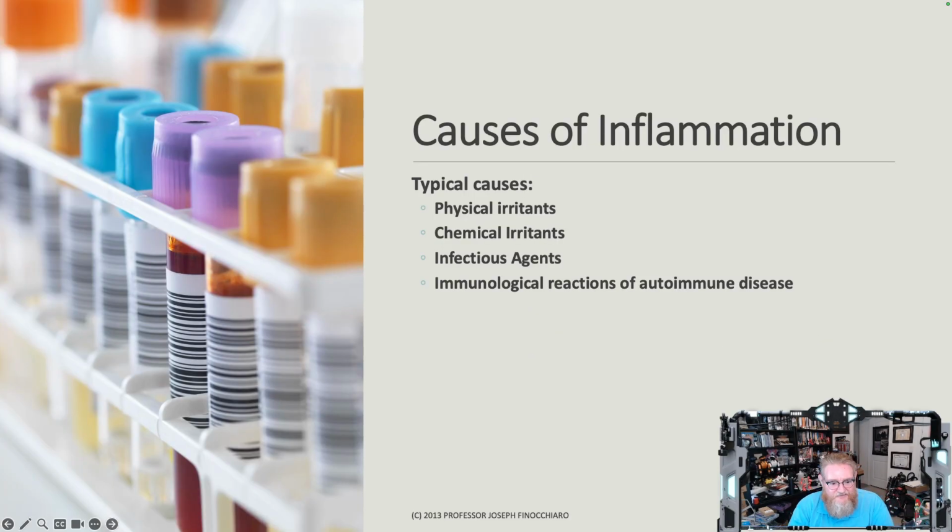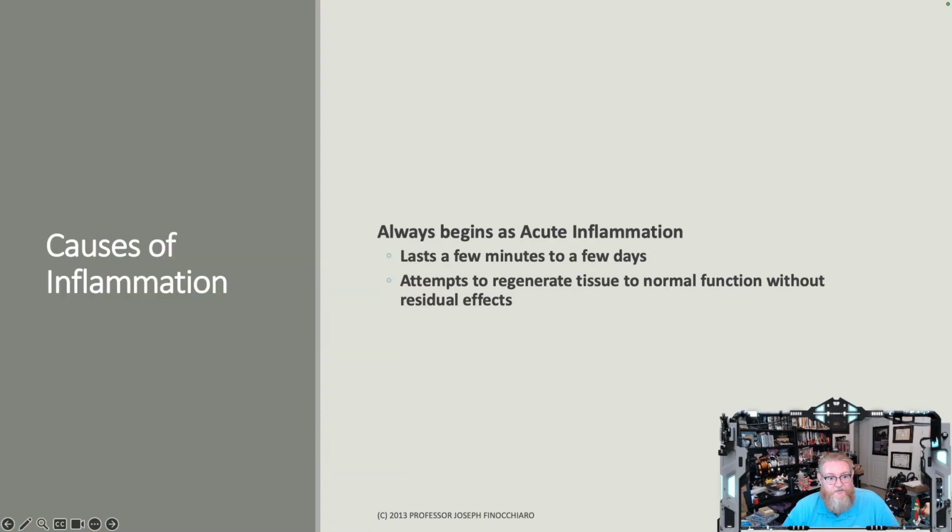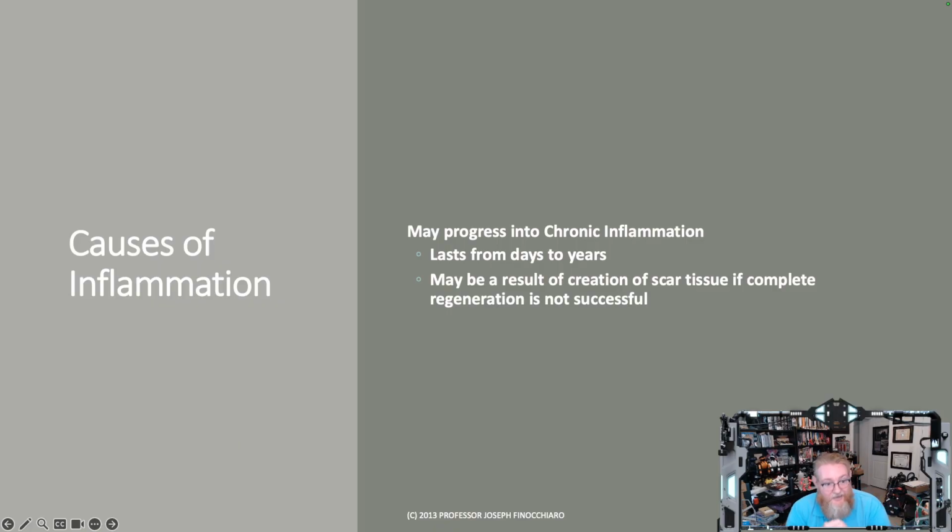So what are some causes of inflammation? The first is physical irritants, chemical irritants, infectious agents, and immunological reactions of autoimmune disease. So inflammation always begins as acute inflammation. This lasts a few minutes to a few days, and the body's attempting to regenerate tissue to normal function without residual effects. However, this can progress into chronic inflammation, which lasts from days to years. It may be a result of creation of scar tissue if complete regeneration is not successful.